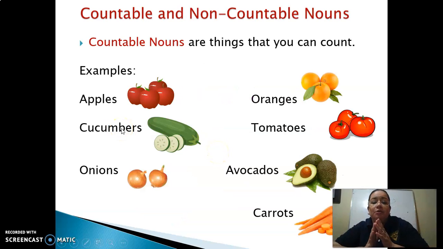First of all, I just want to make a quick review about the difference between countable and uncountable nouns. Countable nouns are things that you can count. You can go like 1, 2, 3, 4, etc. Yes, and the list goes on. We have here some fruits and some vegetables. Why? Because that's what corresponds to our unit of study. However, there are other uses.